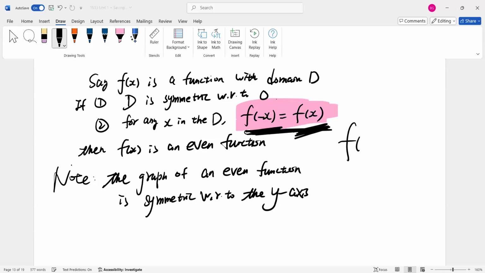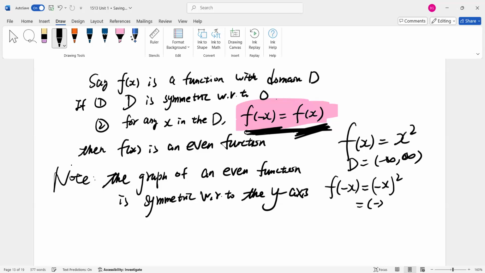For example, f of x equals x squared, the square function. The domain is all real numbers as a polynomial function, so the domain is symmetric. And if we compute f of negative x, changing the input to negative x, the output would be the square of negative x. Negative x times negative x is still positive x squared, which is the same as f of x. So the second condition is met as well.